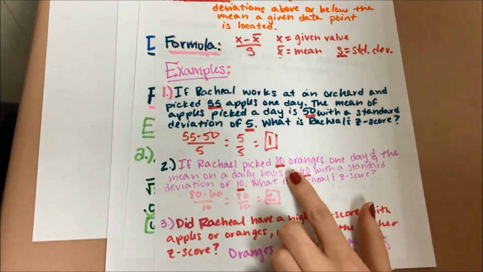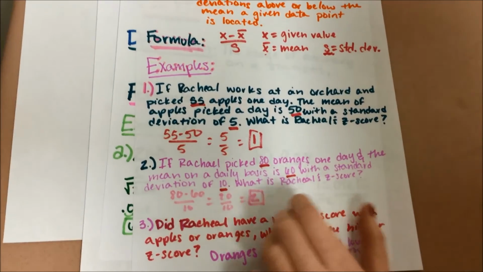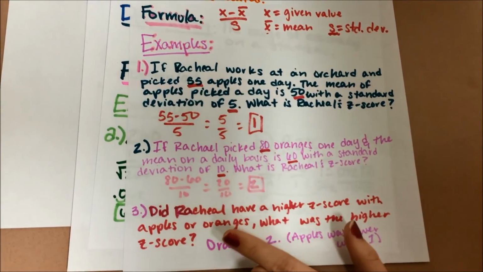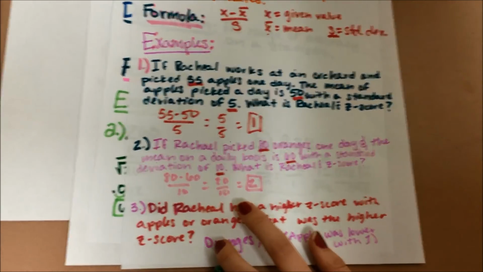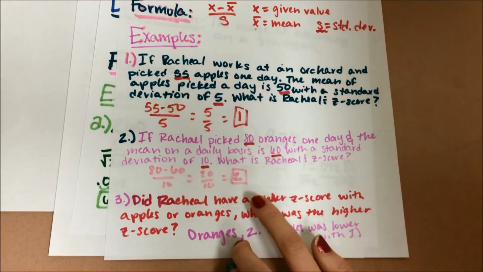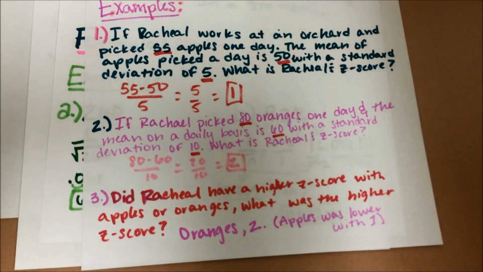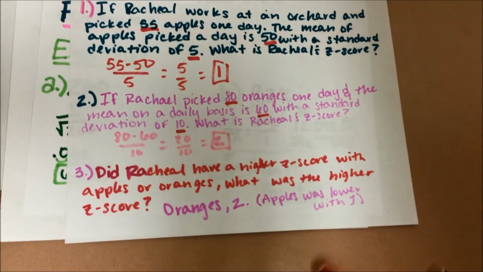2. If Rachel picked 80 oranges one day, and the mean on a daily basis is 60, with a standard deviation of 10, what is Rachel's z-score? 80 minus 60 divided by 10, which simplifies to 20 divided by 10, which simplifies to 2. 3. Did Rachel have a higher z-score with apples or oranges? What was the higher z-score? Oranges with 2. Apples was lower with 1.